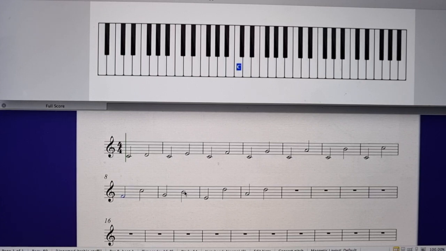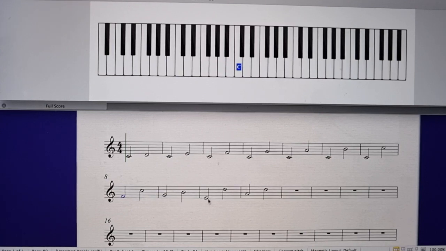G to B. G, A, B, 1, 2, 3. This is the third. So G to B, 1, 2, 3, 4. 4 semitones. Let's check that against our C that we already knew. 1, 2, 3, 4. So that is a major third.